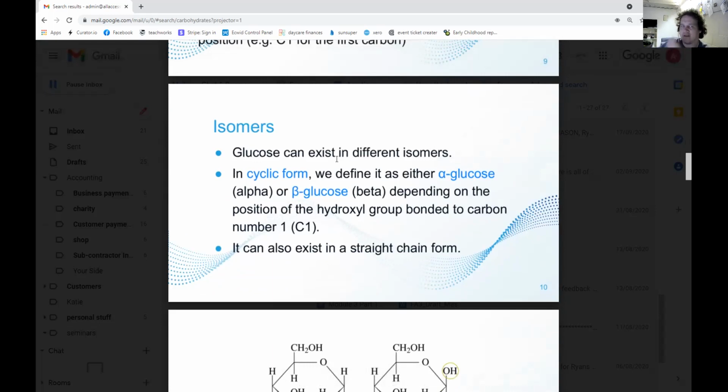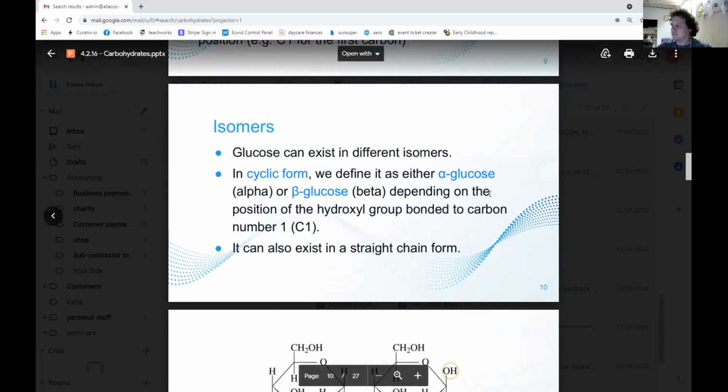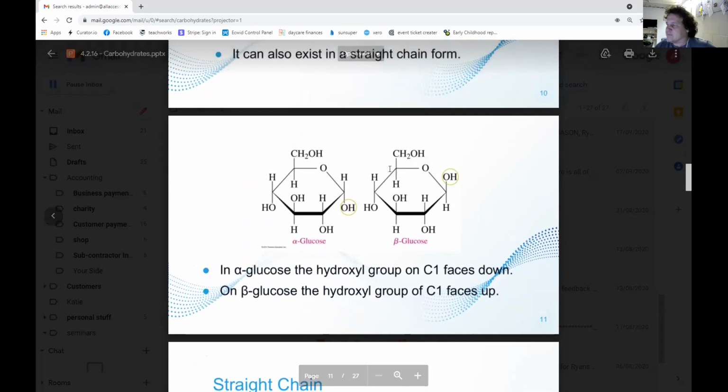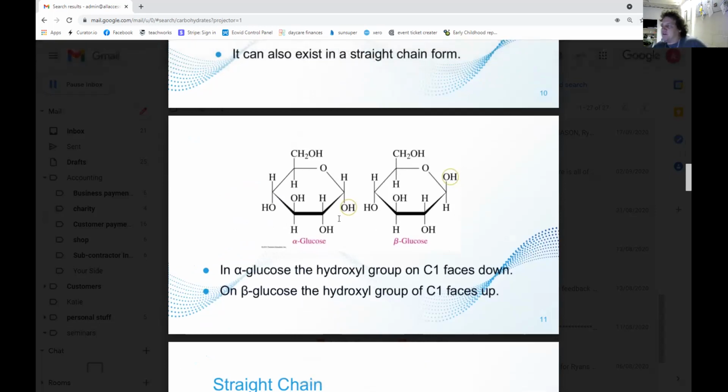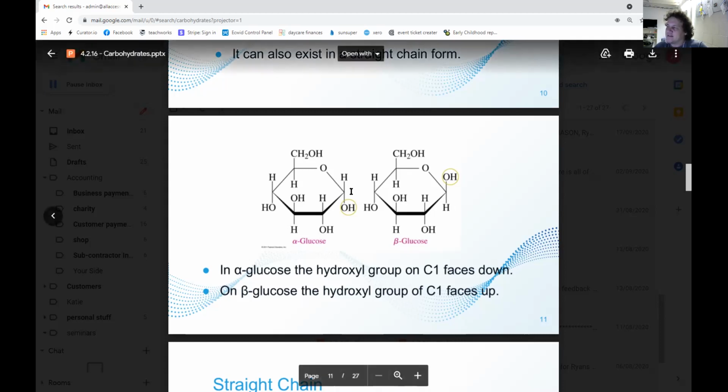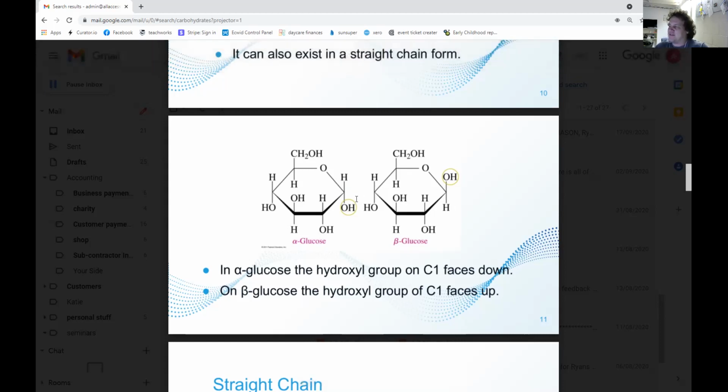And remember, we have isomers of glucose now. So we have alpha and beta glucose. So alpha glucose, we've got on the carbon 1, the hydroxyl group is facing down. Beta glucose, the hydroxyl group is facing up.